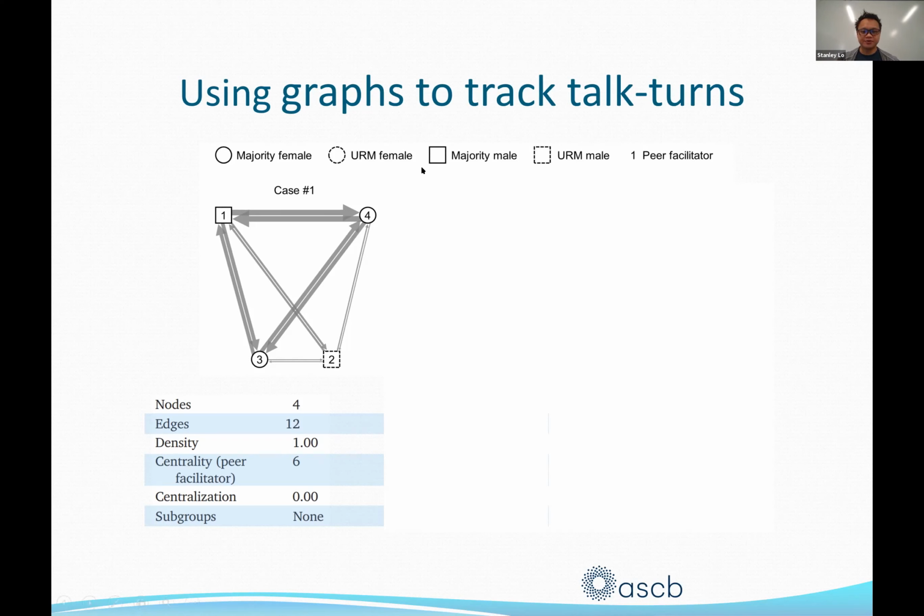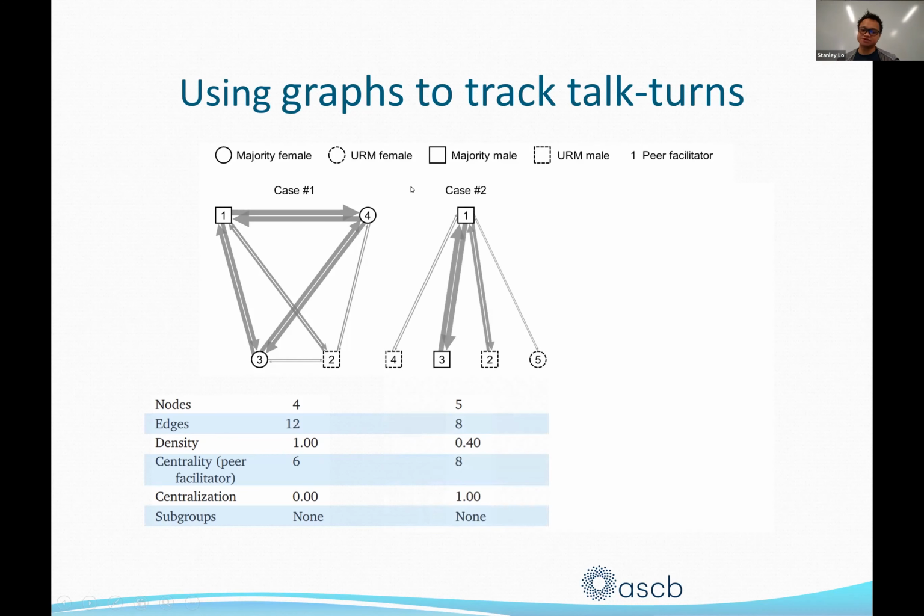So this is going to make a little more sense when we have the second case, which is the other extreme. In this case, what's also interesting is that the students and the facilitator are seated in a particular format, more like a traditional classroom where the facilitator is at the front. There are more people here, 5 people, but actually fewer edges. Correspondingly, we see that the density is lower because there are missing edges between essentially persons 2 to 5.